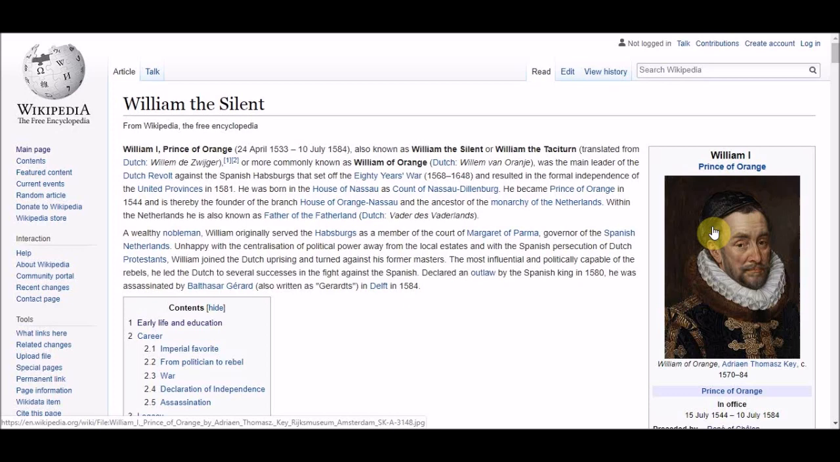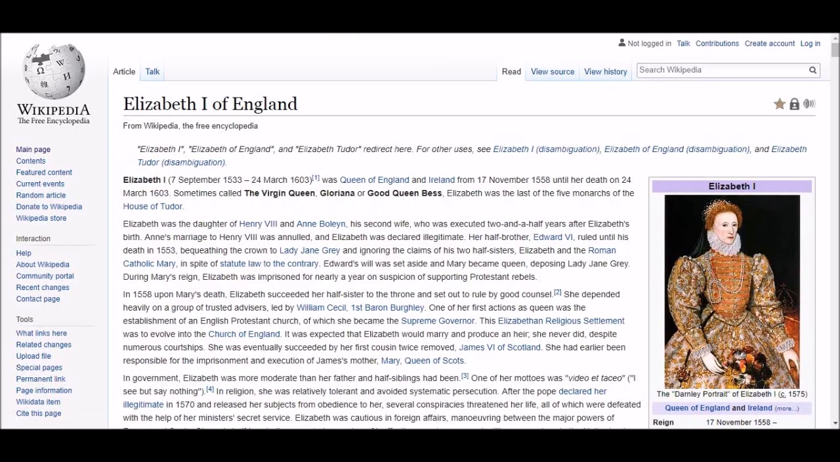He became isolated, and therefore he was an easy prey for the Roman Catholics who wanted to take him out, and that happens. He was assassinated. So, let's go to this figure here.